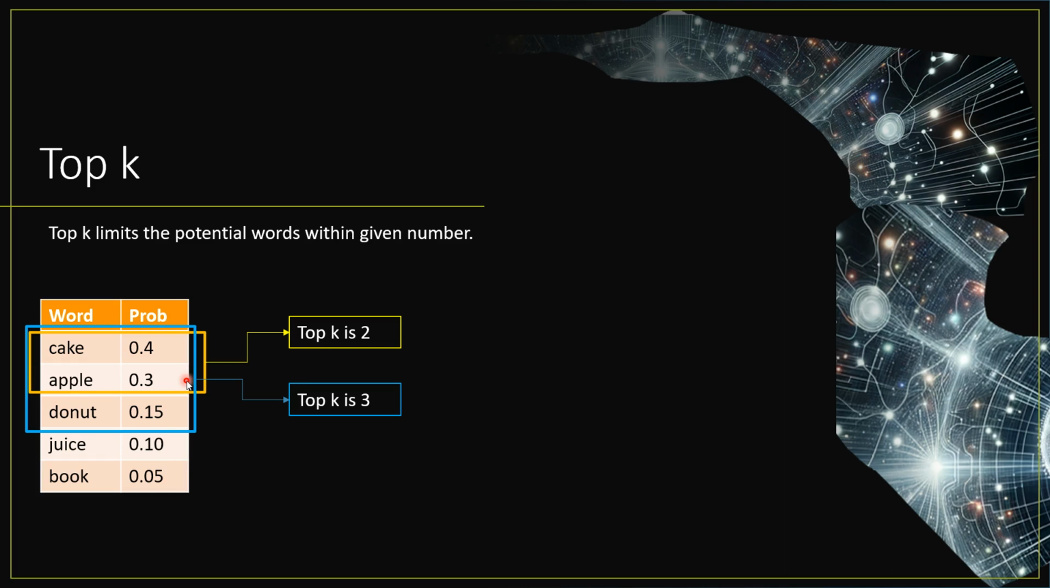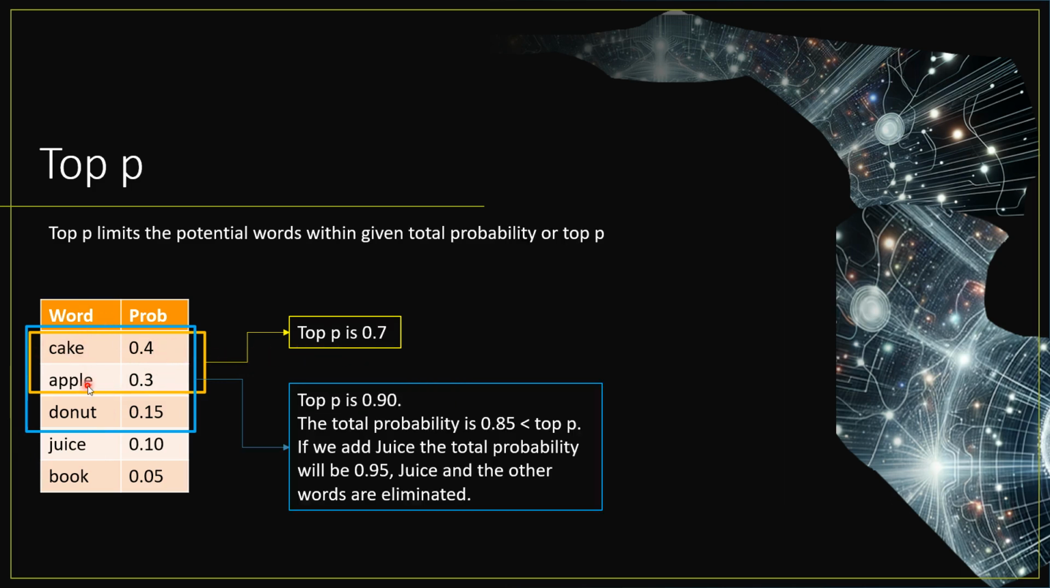Let's continue with top K. Top K allows us to select the K words with the highest probability. Firstly, we sort all words in order of probability. For example, if top K is 2, then we have cake and apple in our shortlist.